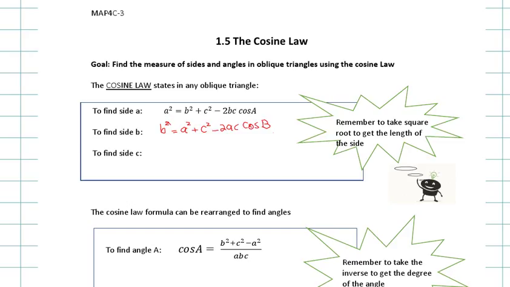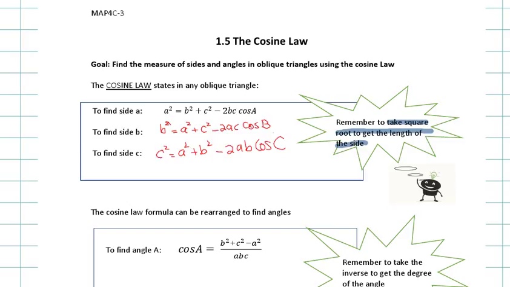What do you think it would be for side C? A squared plus b squared minus 2ab cosine C. Okay? Now it's a matter of putting it correctly into your calculator to find the answer. And at the end, you don't want to forget that you have to take the square root, because what you're finding is c squared. So at the end, you have to take that square root to get the length of the side.